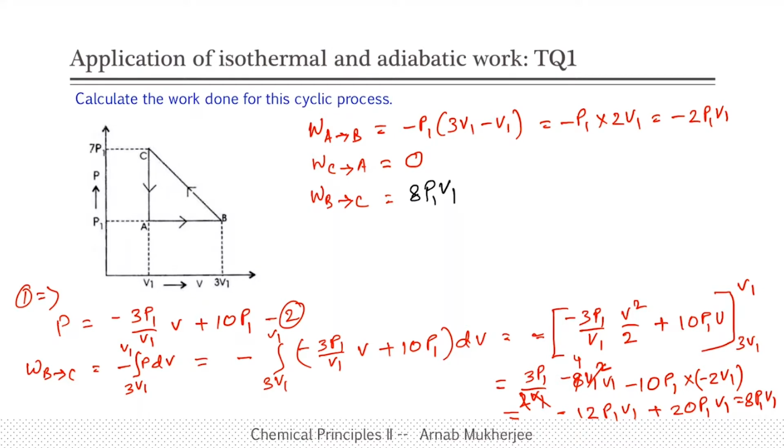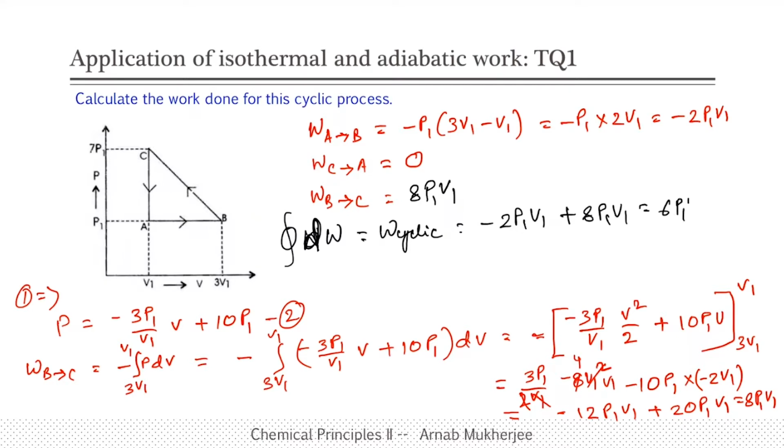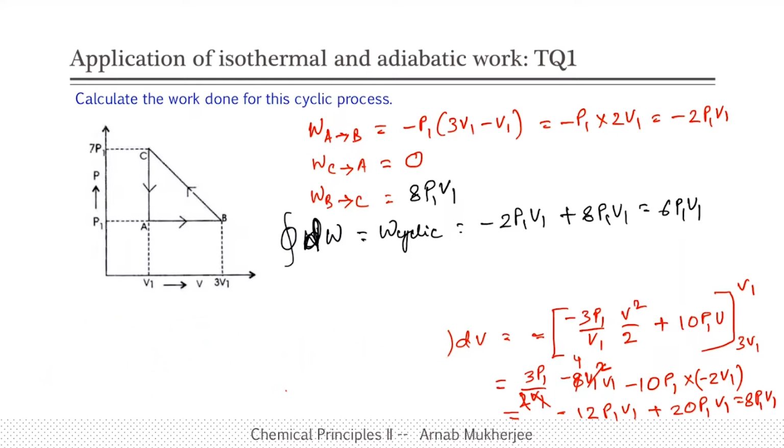Now, what will be the total work done for the cyclic process? I can write it as the integration of dW over the cycle, or I can write total work in the cyclic process, whichever way I want. So, I have to add all that together, which gives us minus 2 P 1 V 1 plus 8 P 1 V 1, which is 6 P 1 V 1. So, I am just going to erase it.